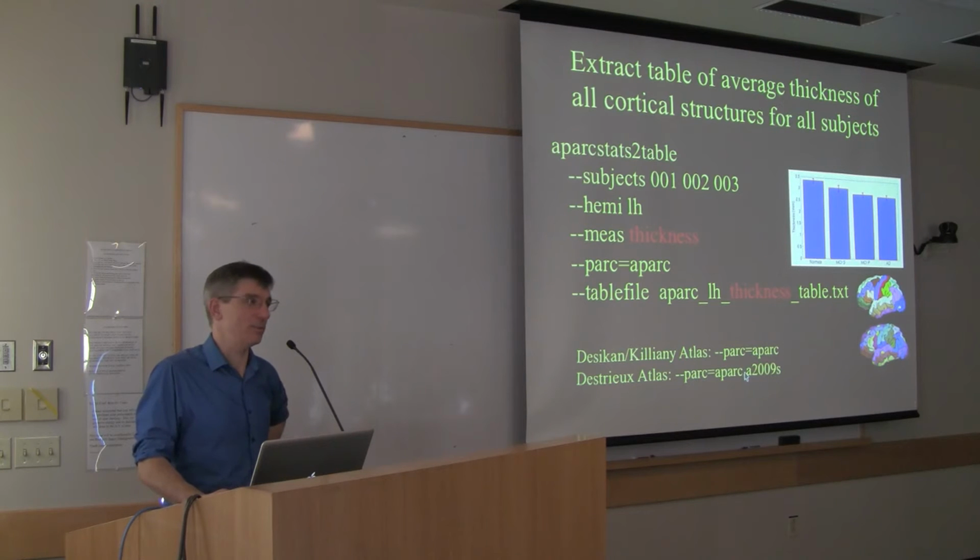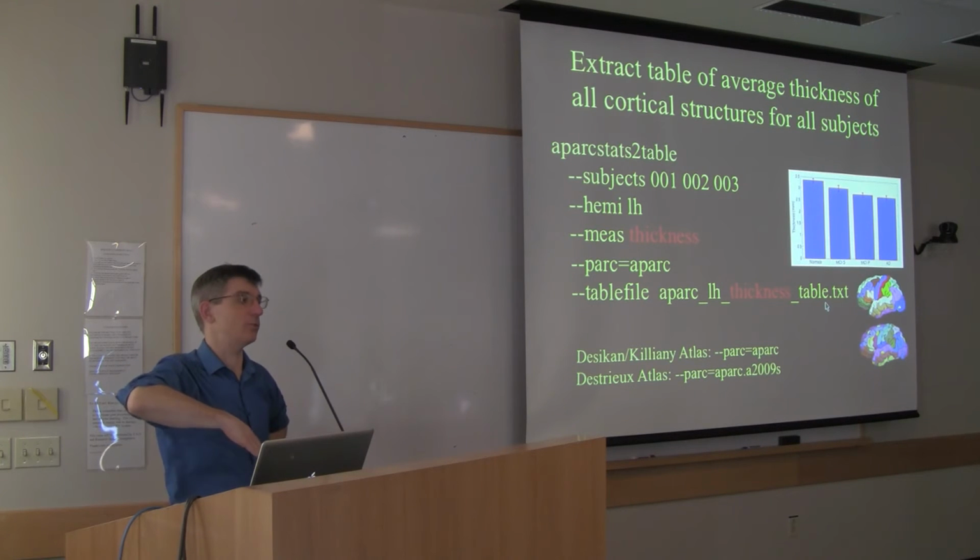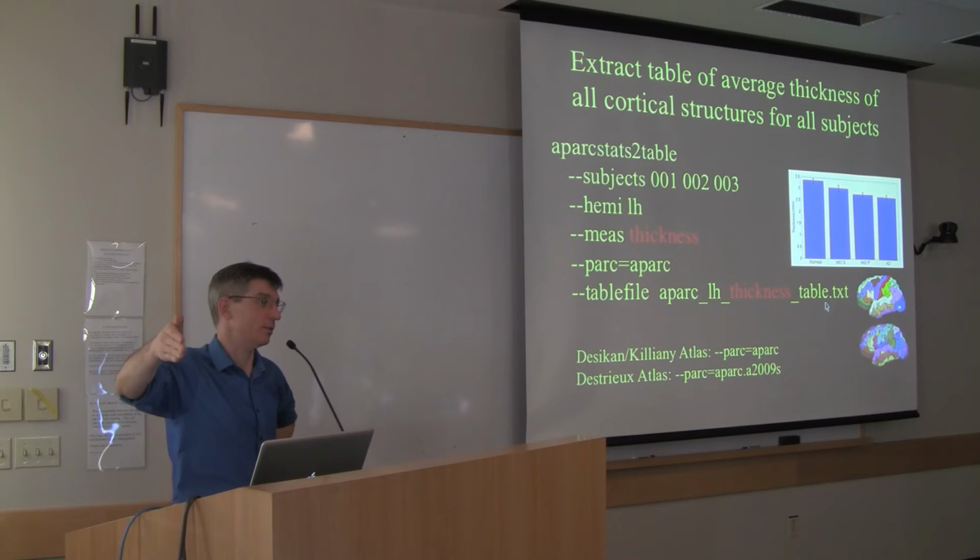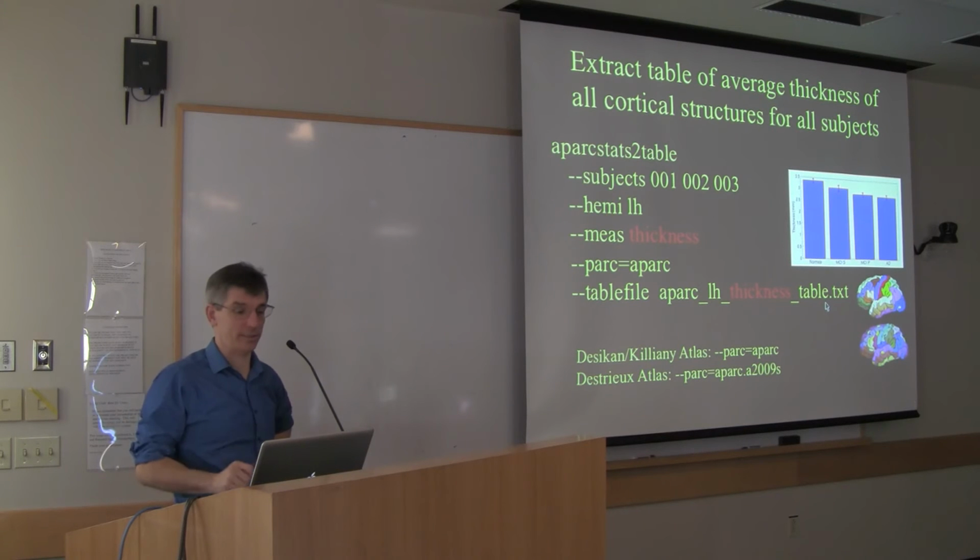Sorry, I know it's really tedious listening to me spill out abbreviations. But the main thing here is that you give it a list of subjects, give it the hemisphere, and you say that you want to look at thickness, and then you have a table file, and it's going to spit this out, and every row is going to have a subject, and every column is going to be a different cortical region of interest, and the value at a given point is going to be the mean thickness for that subject at that ROI.